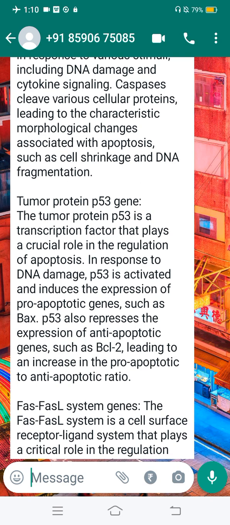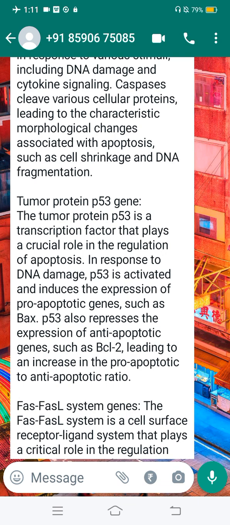Tumor protein P53 gene. The tumor protein P53 is a transcription factor that plays a crucial role in the regulation of apoptosis. In response to DNA damage, P53 is activated and induces the expression of pro-apoptotic genes such as PAX. P53 also represses the expression of anti-apoptotic genes such as BCL2, leading to an increase in the pro-apoptotic to anti-apoptotic ratio.